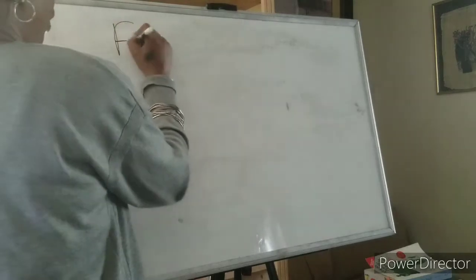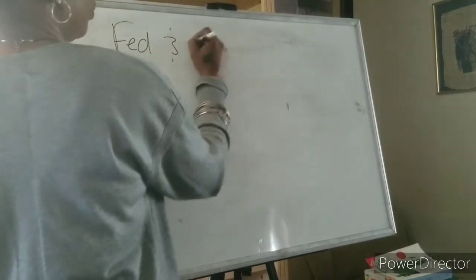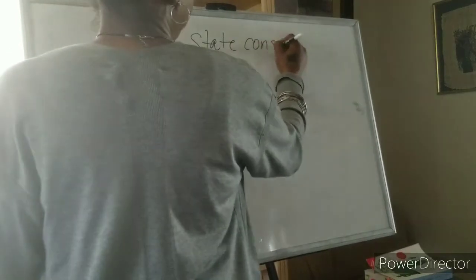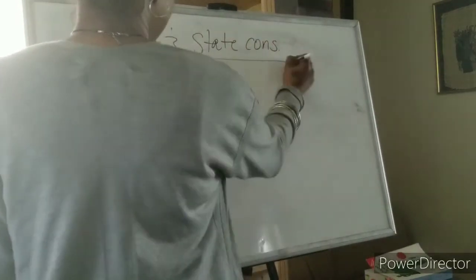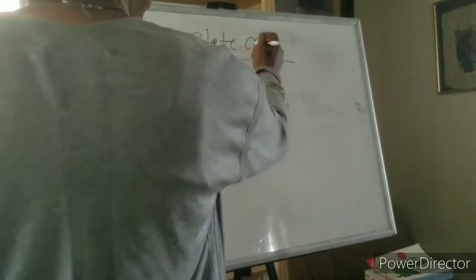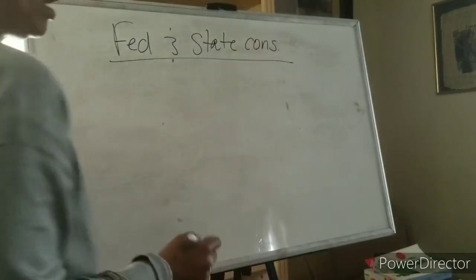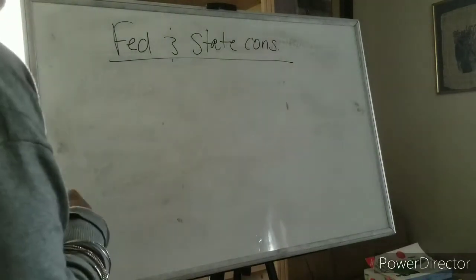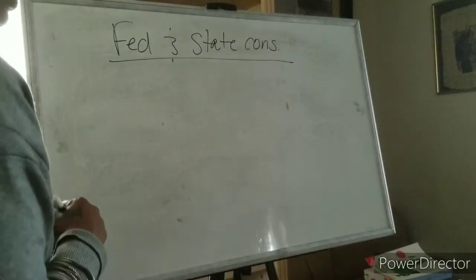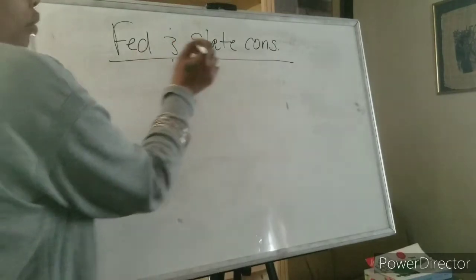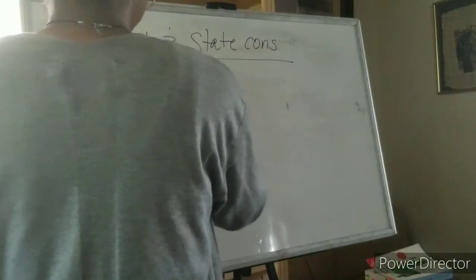Now we know the federal and state constitution is essentially the highest code, statutes, laws, rules, regulations that you can possibly find, other than human rights. But again, we'll get to that later. This is just a short video, as short as I can make it.